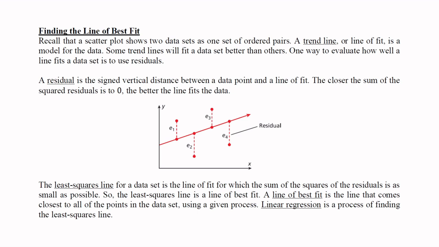A line of best fit is the line that comes closest to all the points in the data set using a given process. Linear regression is a process of finding the least squares line. So basically the long and short of a line of best fit is we want to create a line that is going to get as close to every data point as possible for all the data points in your scatter plot. If we can achieve that, then we can have the best fitting line to provide us with estimates when we use that line, and more specifically the equation of that line, to make projections or estimations.